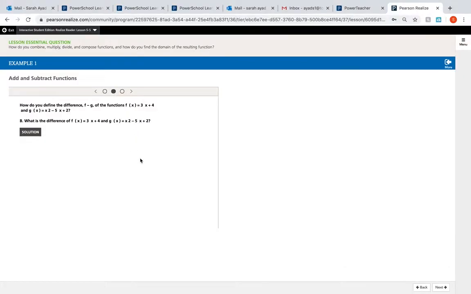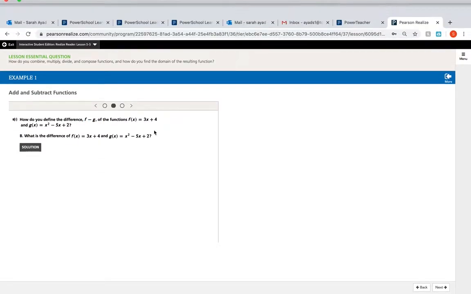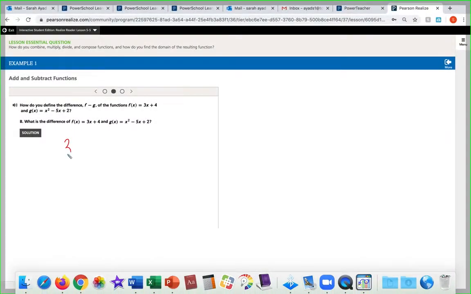Alright, so there's one small trick when we're dealing with subtraction, f minus g. When dealing with subtraction, if I were to write this down as 3x minus 4, right? That's f minus g. Well, what did I do wrong there? I'm not actually subtracting all of g. I'm only subtracting the x squared. But g of x is all of this, x squared minus 5x plus 2. I want to subtract all of g of x.